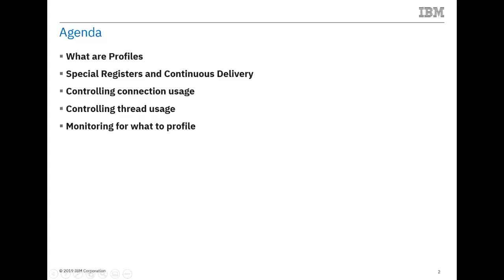So what we're talking about here are system monitor profiles. For the agenda, we're going to go through what they are, what they were designed for, how you can use them to manipulate special registers and navigate the continuous delivery model in DB2 12, talk about controlling connection usage, as well as thread or DBAT usage, and finally, how you can monitor the monitor profiles.